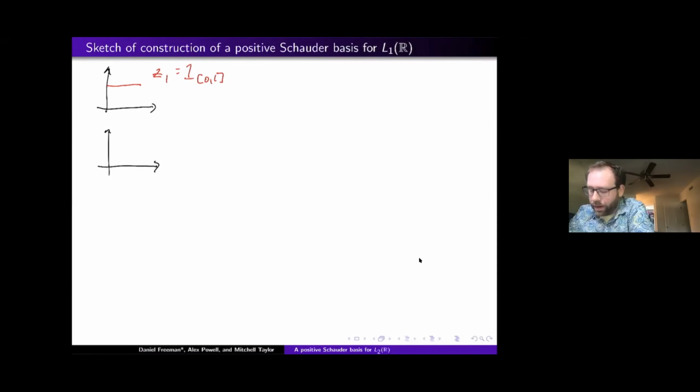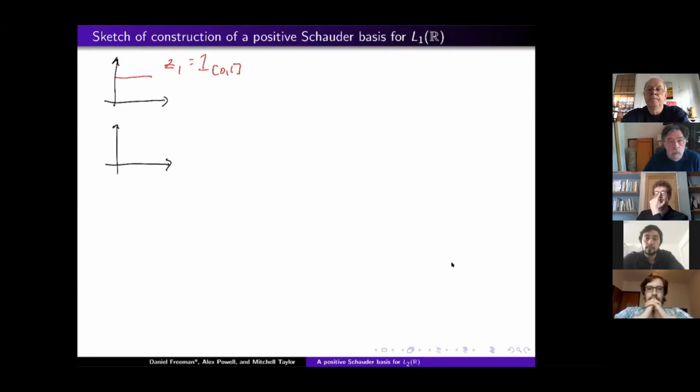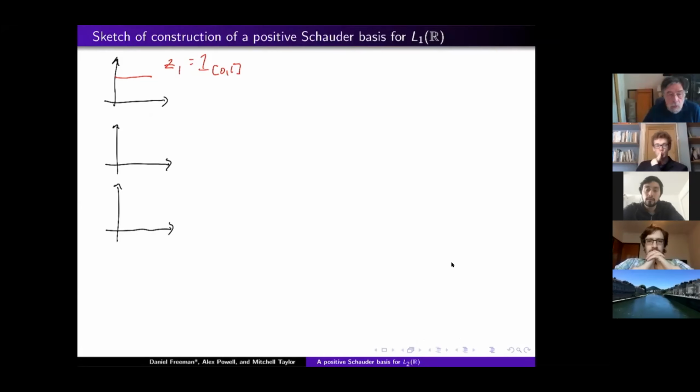And then now we want to build a basis for all of L1. And the way that you can guarantee that is by guaranteeing that the Haar basis for L1 is contained in the span of the Z_n's. And so now what we want to do is create our next two vectors so that they contain the first Haar vector.